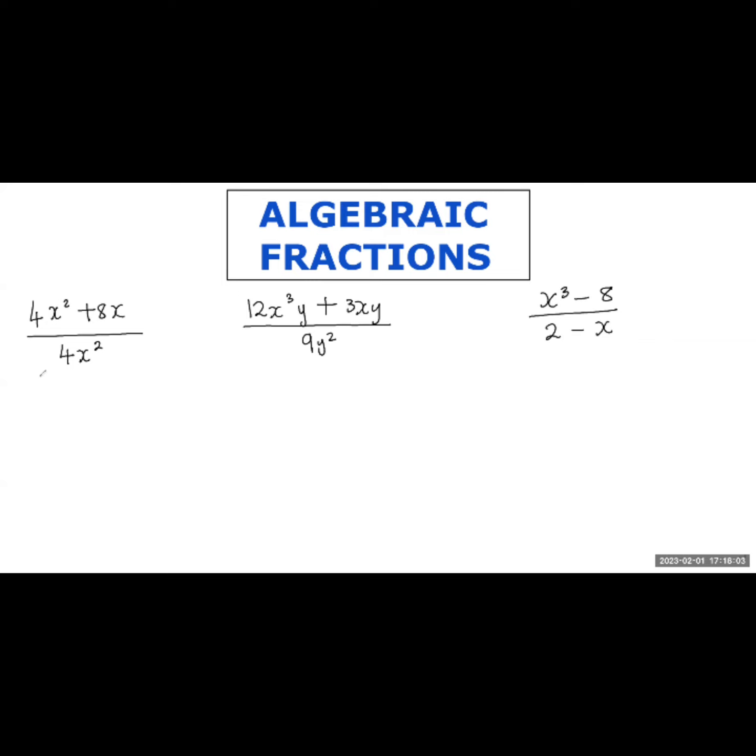Okay, so we're starting with simplifying algebraic fractions. Now, in order to do this section well, we must be able to factorize perfectly. So only go on to the section when you are absolutely 100% with factorizing. Why? Because can we just say this is 4x and that's 4x and cancel them? Can we do that? Absolutely not.